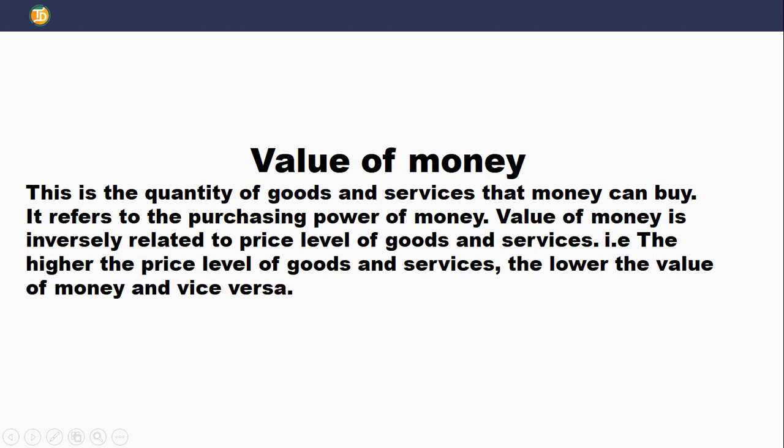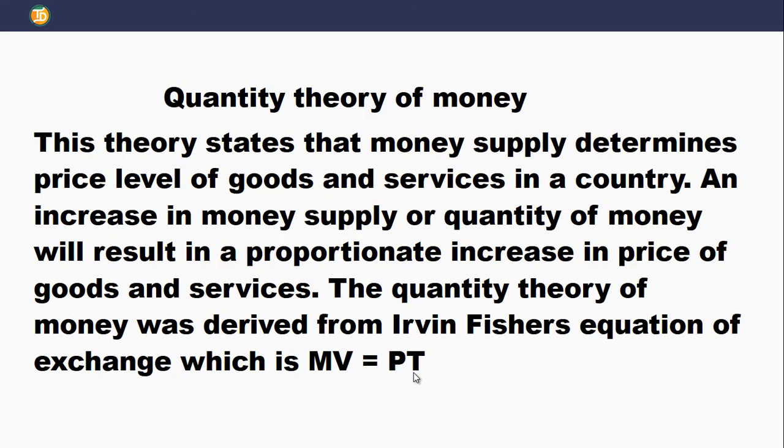Now let's look at an important aspect of money, which is value of money. Value of money is the quantity of goods and services that money can buy. Value of money refers to the purchasing power of money. Value of money is inversely related to the price level of goods and services, which means if the price of goods and services increases, value of money will fall. And if the price of goods and services falls, value of money will rise.